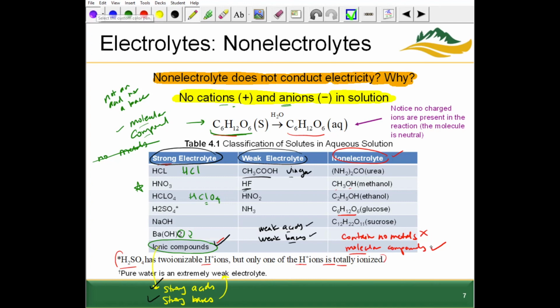So these molecular compounds, they will not dissociate into ions at all, so they're non-electrolytes, and we notice there are no charged ions present in the reaction. There's no charged ions here, and then more importantly, there's no charged ions here on the product side. It's just neutral.